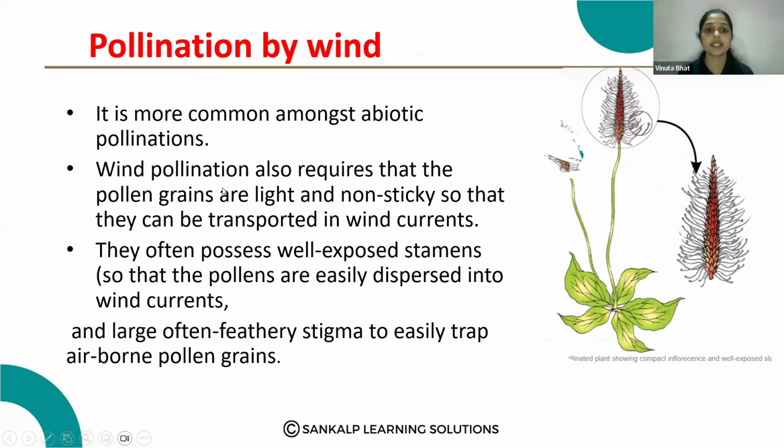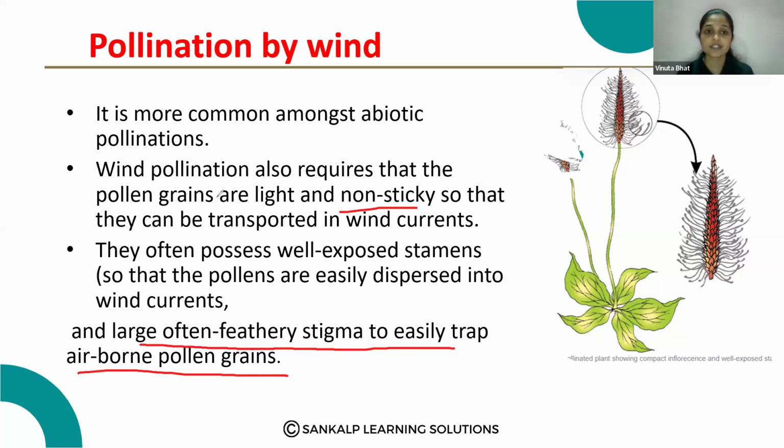Here, the wind pollination also requires some characteristic features in that plants, like pollen grains are light and non-sticky, so that they can be transported in the wind currents. So they are non-sticky and lightweight, and often they possess well exposed stamens so that the pollens are easily dispersed by the wind current, and large, often feathery stigma to easily trap the airborne pollen grains. So these are the characteristic features of the plants which are pollinated by the wind.